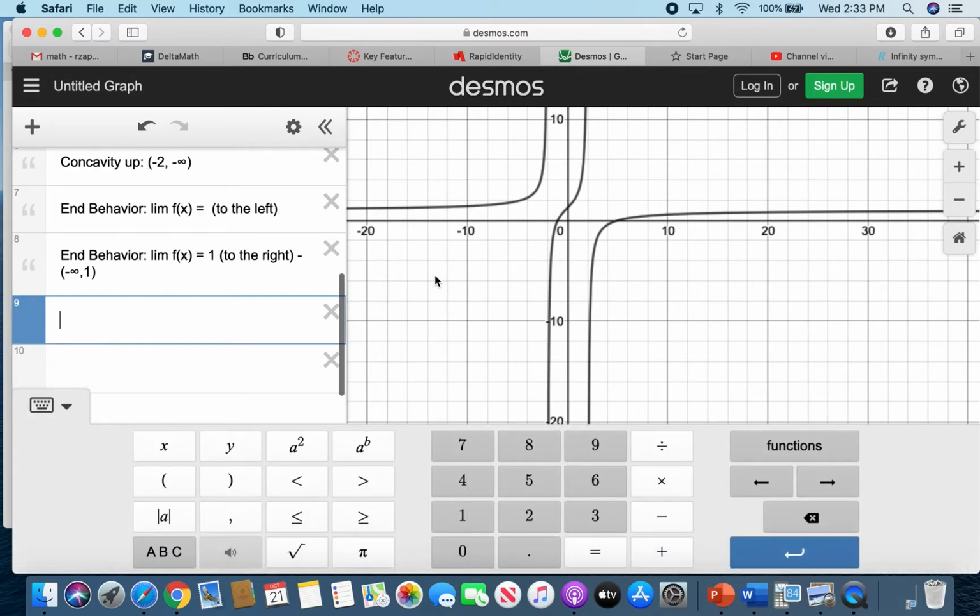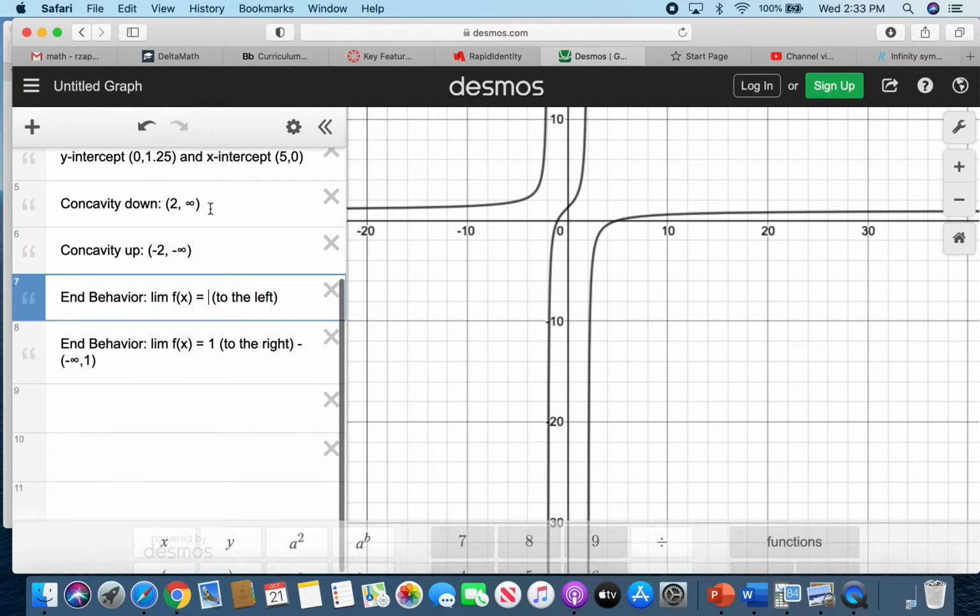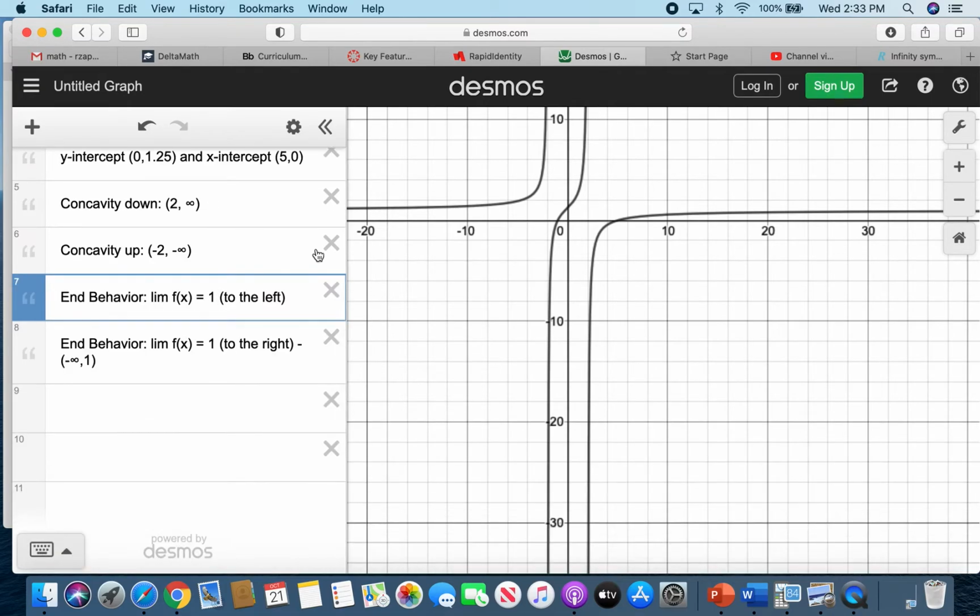Okay, now about the end behavior to the right side. We're referring to this part of the graph. To the right side, your graph is also approaching the horizontal asymptote. It's the same. So the end behavior to the right is equivalent to 1. Same thing also to the left. Both of them are approaching the horizontal asymptote.